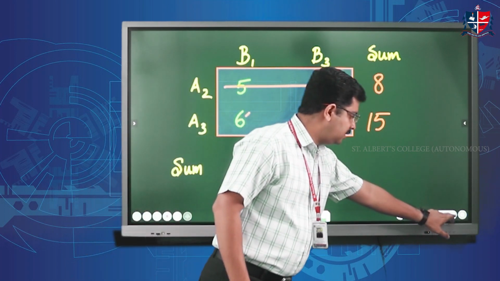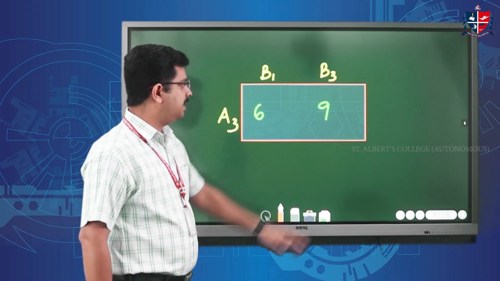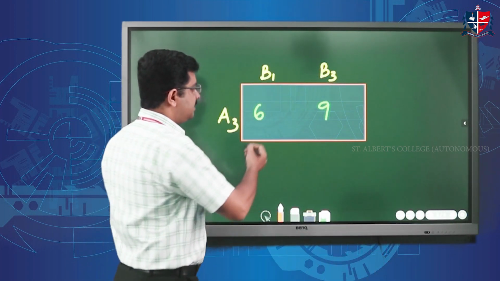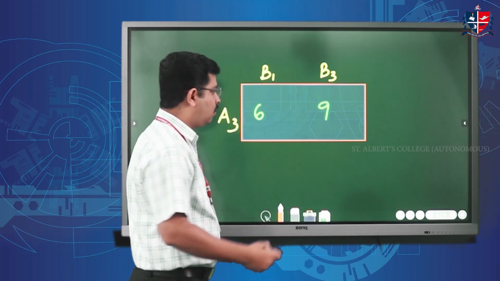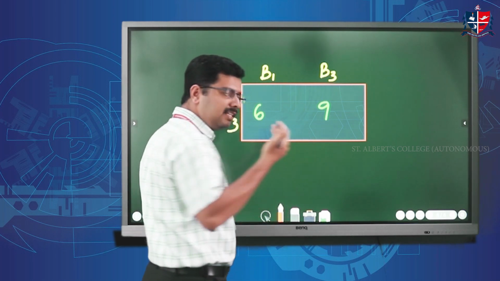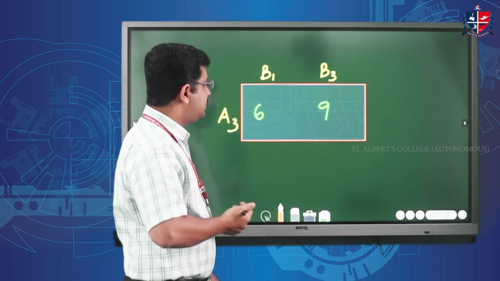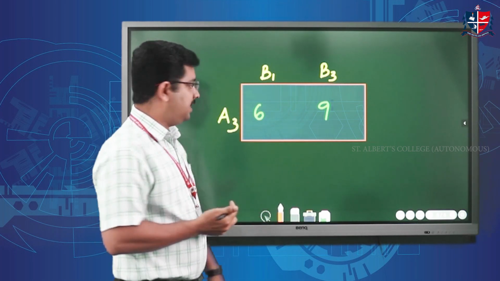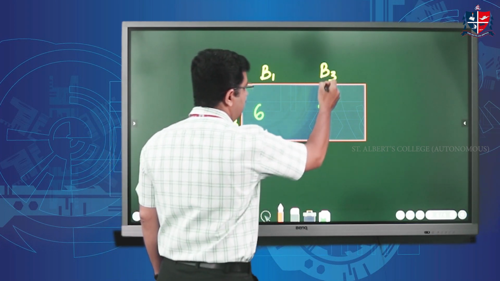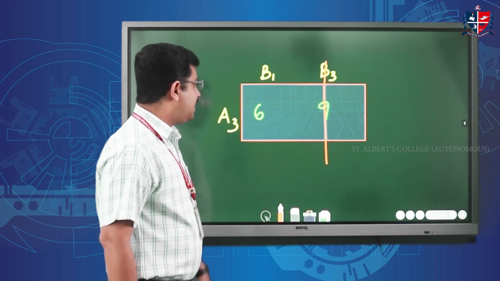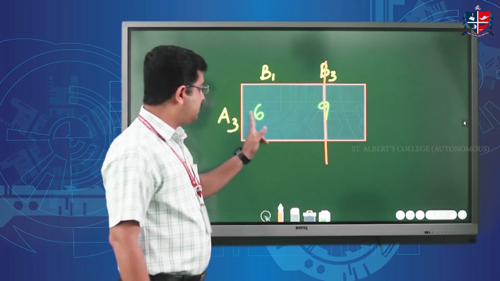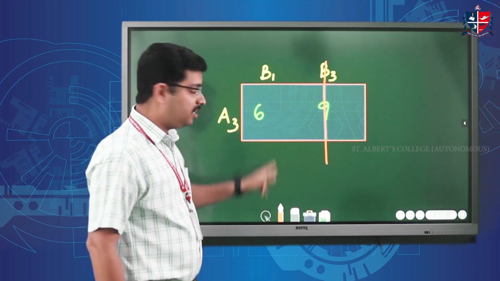Now let us go to the last one, 6 and 9. So what happens in the case of 6 and 9? We'll see column-wise. In column-wise, what happens? The mantra is the dominating column is eliminated. So which is the dominating column? 9 is the dominating column which is eliminated. So finally, the value of the game is 6. The value of the game is 6.